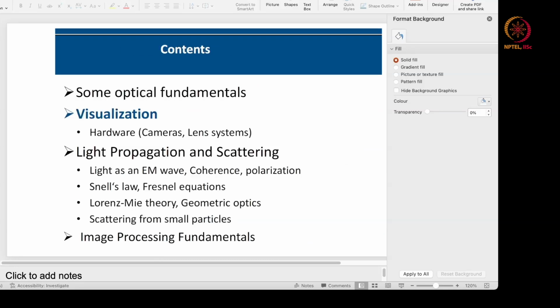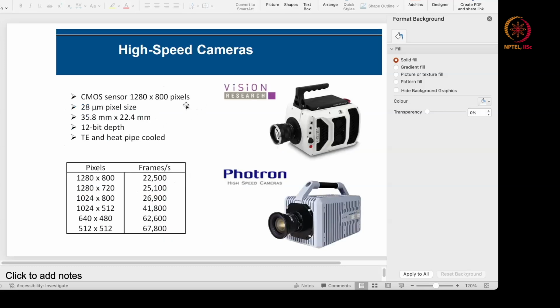Apart from this, of course, now you have some visualization equipment like cameras, lens systems, etc. So we are still in that visualization part before we go to the light propagation and scattering part. High-speed cameras are typically CMOS sensors, 1280 by 800 pixels, giving a 28 micron pixel size, around 36 mm by 22.4 mm. It's 12-bit depth, and usually it is heat pipe cooled, and there can be thermoelectric cooling as well. These are the two competing companies, Photron and Vision Research's Phantom.